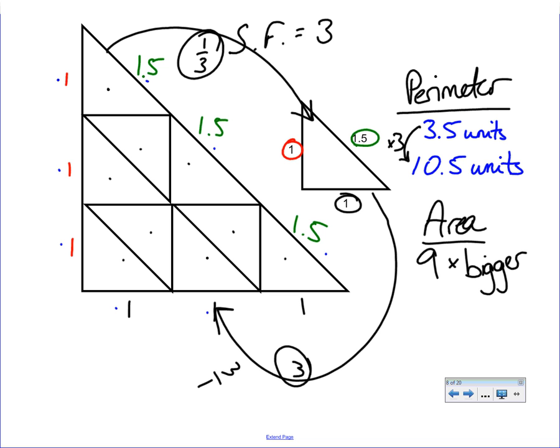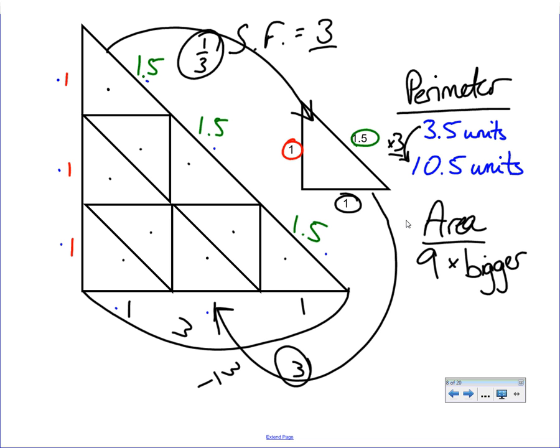I wonder why that is. Scale factor was 3. Perimeter is 3 times bigger. Side lengths are 3 times bigger because the total thing here is going to be 3. So that's 3 times bigger. But the area is 9 times bigger.